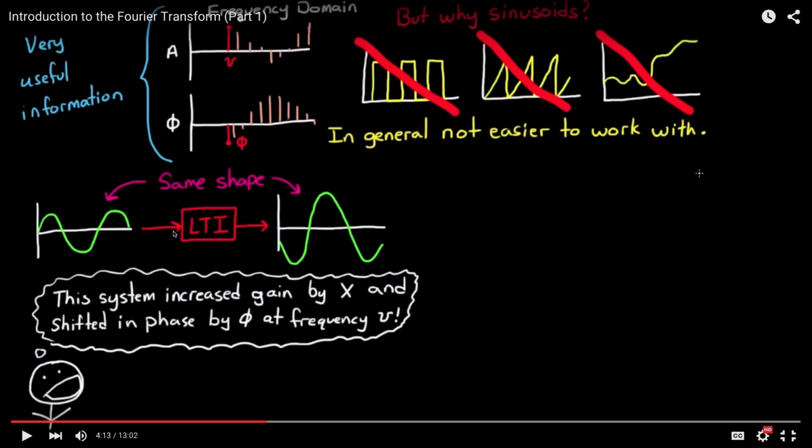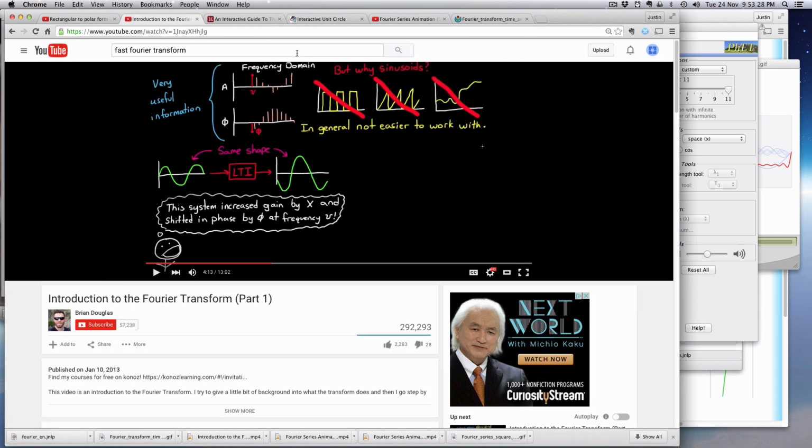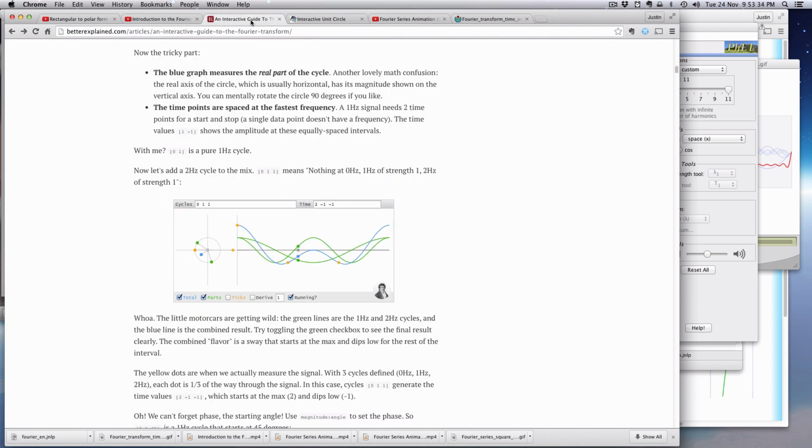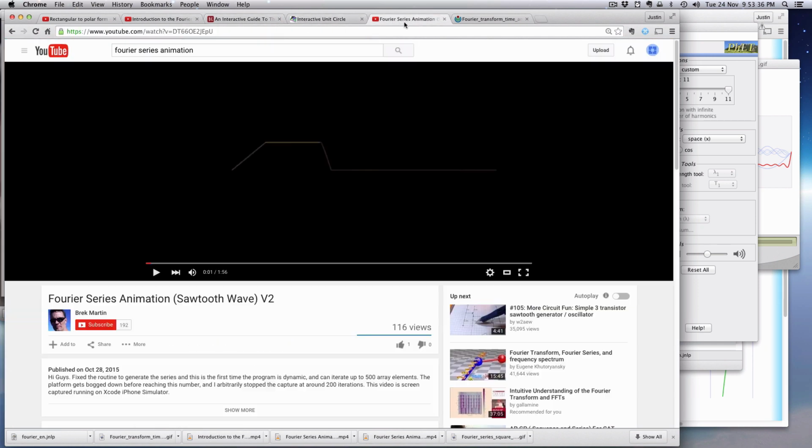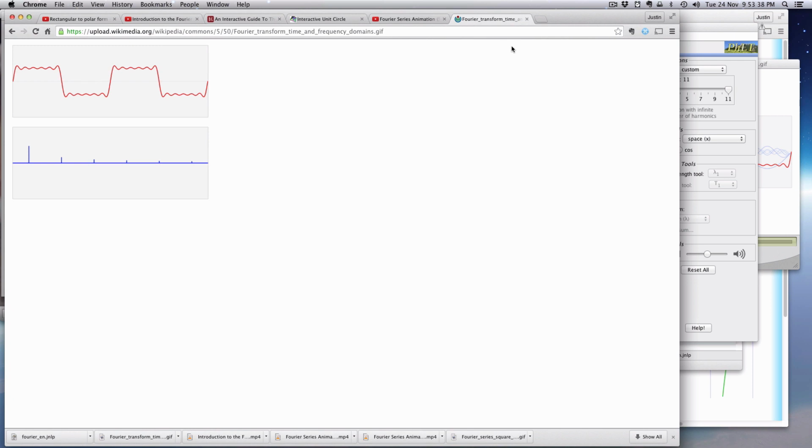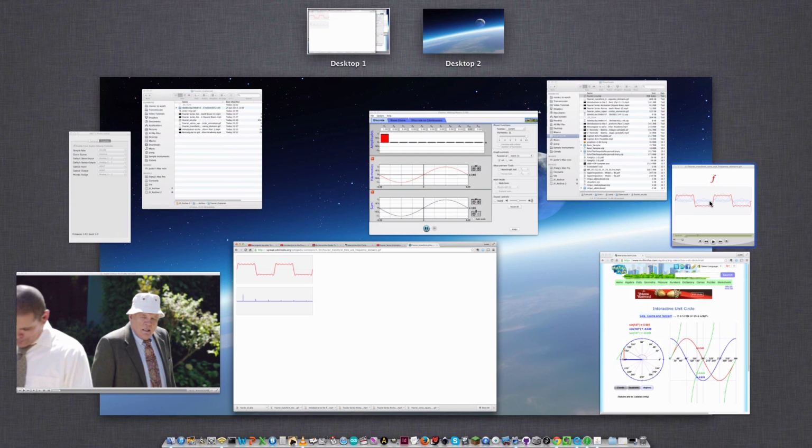This idea of a complex signal being a collection of sinusoids. So I have a couple animations that I want to get into here. Let's start with this animation right here. I actually have a better copy of it here.